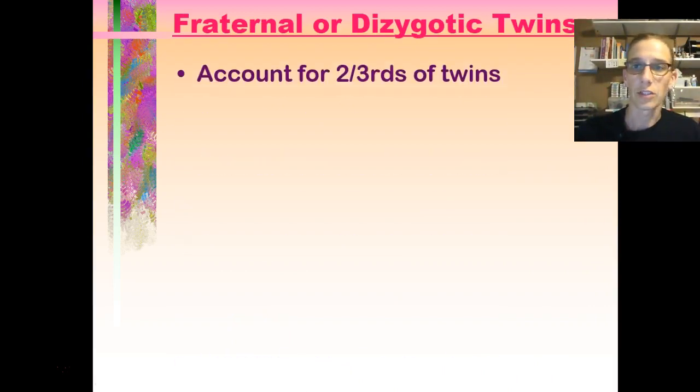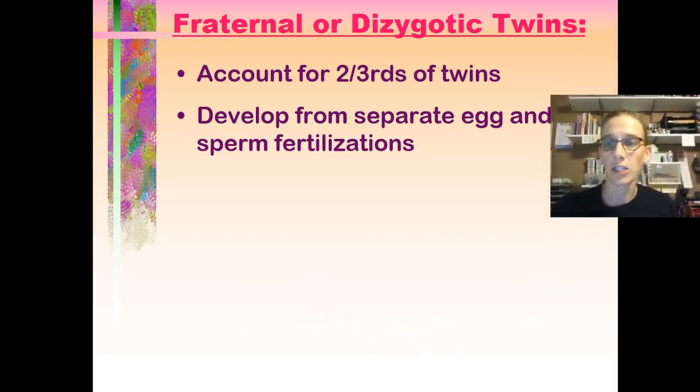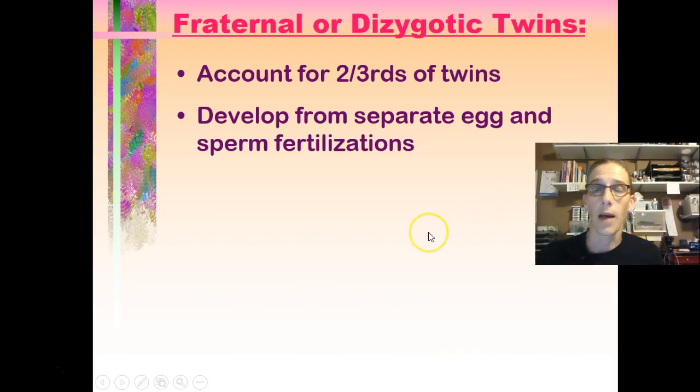All right, then we got fraternal or dizygotic twins. This accounts for 2/3 of twins. They develop from separate eggs and sperm fertilization. So dizygotic or fraternal twins can be hereditary because what is hereditary is over-ovulation. Fraternal or dizygotic twins are also more common because of our increase in fertility treatments and things like that, because that's what our fertility medications do, is they cause us to ovulate more. Therefore, we have more eggs for more sperm to fertilize.